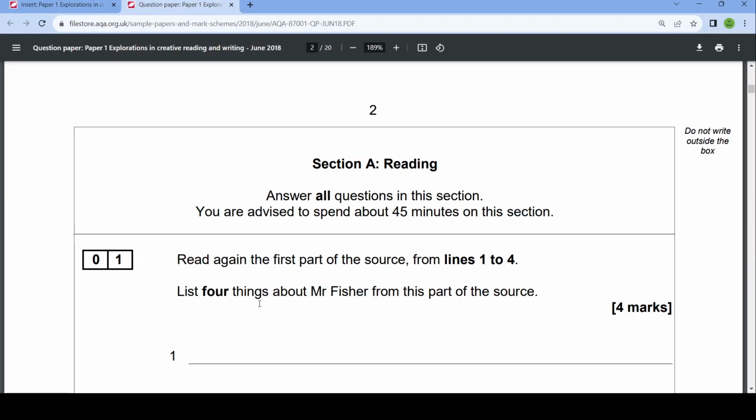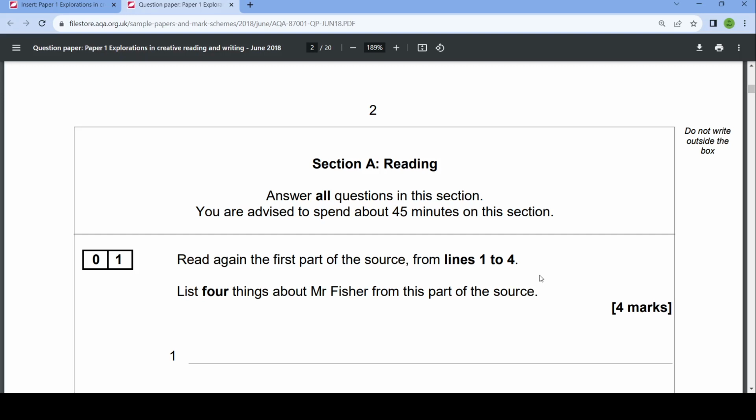Okay, so let's now go back to the question paper. So section A, reading. Answer all questions in this section. You're advised to spend about 45 minutes on this section. So first thing you're going to do is spend 10 minutes reading through everything, the extract and the questions, as I explained in the introductory video, which I hope you've seen.